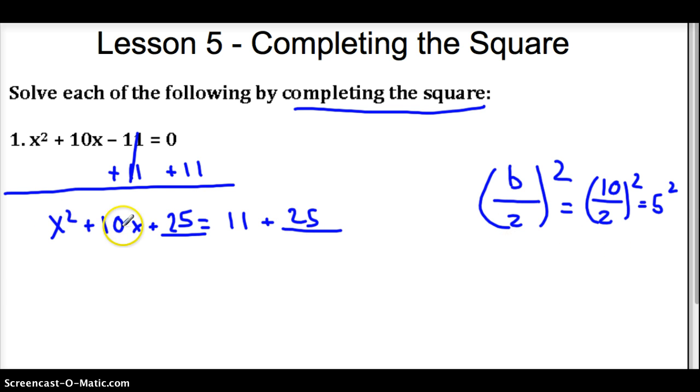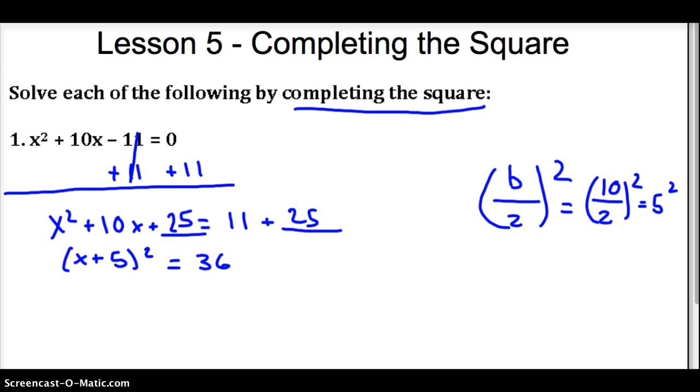Now this makes sense. What are two numbers that multiply to 25 and add up to 10? That's right. That'd be x plus 5 times x plus 5, or another way to say that is x plus 5 squared. We just completed the square. And on the other side we got 36.